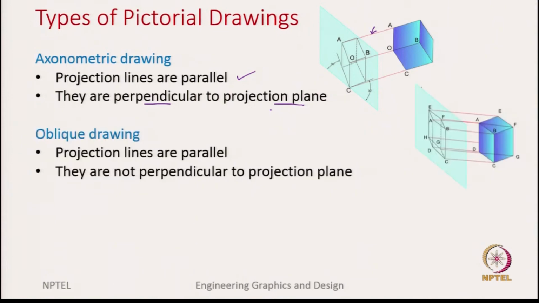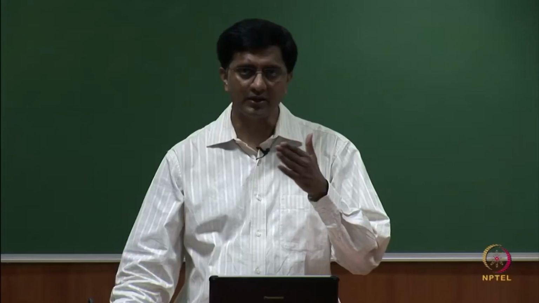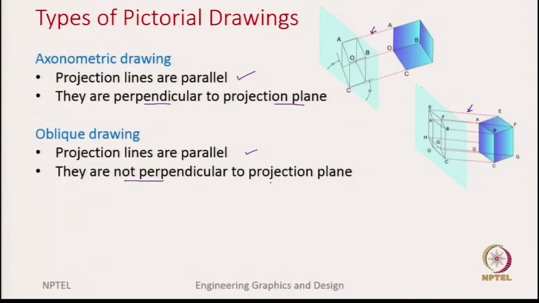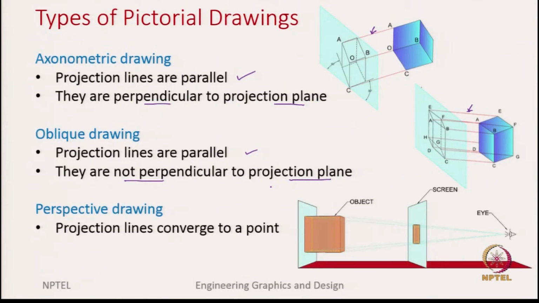But let us now move to the second category, which is the oblique drawings. Here too the projection lines, which are these red lines in this picture, are again parallel to each other, but the difference is when they intersect the projection plane, they are not at 90 degrees, they are at angles other than 90 degrees. So, they are not perpendicular to the projection plane. And the last category is the perspective drawing, where the projection lines converge to a point.